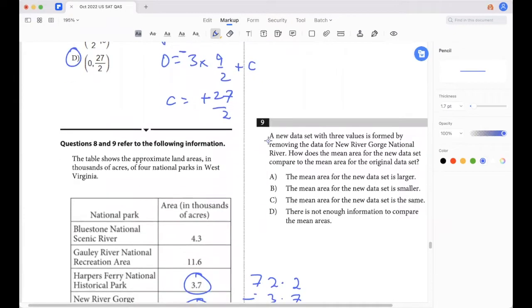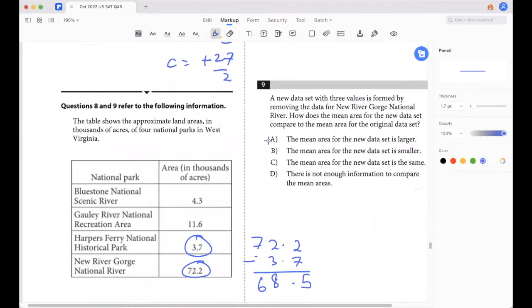A new data set with 3 values is formed by removing the data for New River Gorge National River. Okay, so we are removing this one. How does the mean area for the new data set compare to the mean area of the original data set? If you put these 4 in order, you have 3.7, 4.3, 11.6, and 72.2. So this is really to the right of the data set, right? And this was pushing the mean to the right. So if this is removed, then the mean will go down, right? So the mean area for the new data set would be smaller.